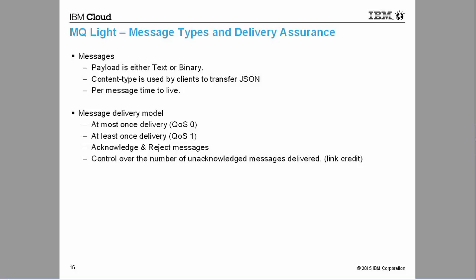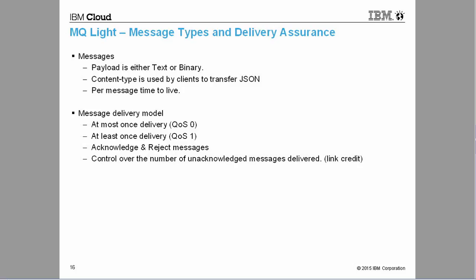So what are the types of messages that are supported by MQLite? Mainly the payload can either be text or binary, and the content type used by most of the clients in this scenario is mostly JSON. And you can also set a configuration on each message for the time to live for each message.